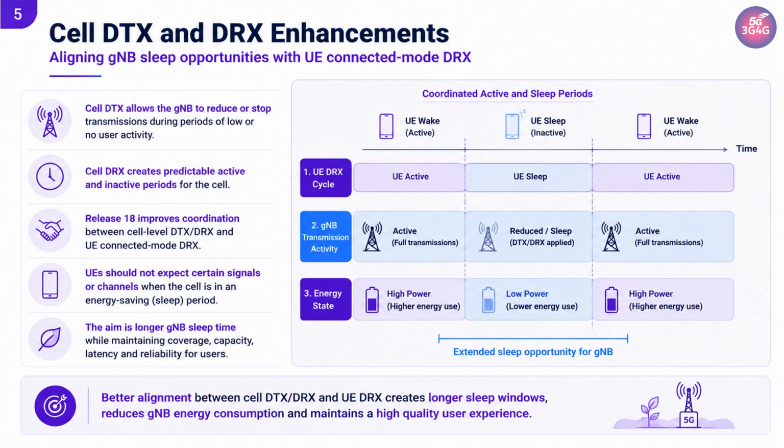The goal is not just to turn off transmissions randomly. The goal is to create predictable and coordinated active and inactive periods, so the gNodeB can reduce energy consumption while connected UEs are still handled correctly. Better alignment means longer sleep opportunities, lower gNodeB energy use, and protected user experience.